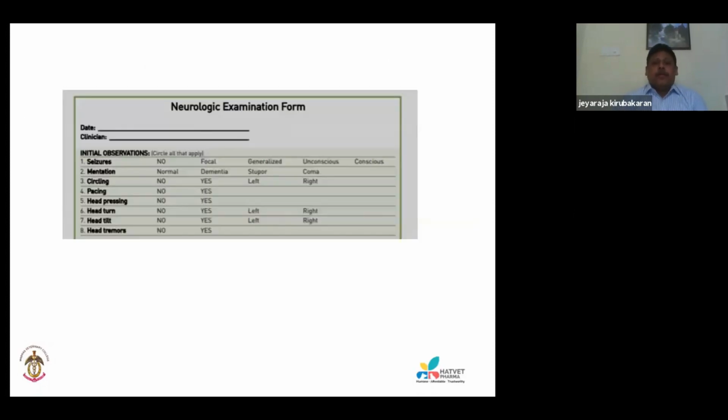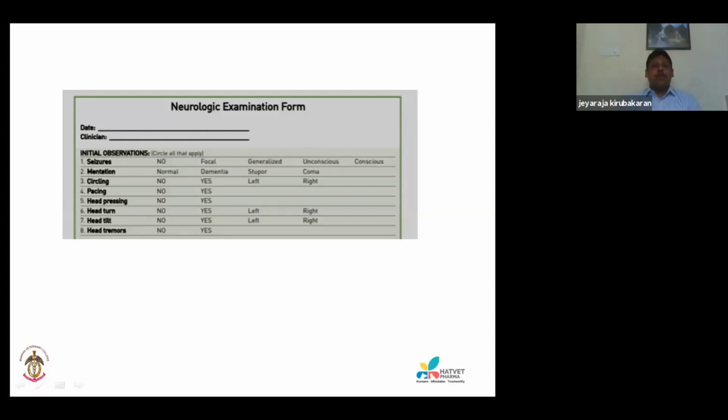Okay, so once you do all these observations, you need a neurological form. This form is from the clinician's brief. You just do your initial observations, starting from seizures, your mentation, circling, pacing, head pressing, head turn, up to 6 it is for the cerebrum, and of course head tilt is for the vestibular signs, and head tremors are usually for the cerebellar areas. So all these observations you can make in that form.